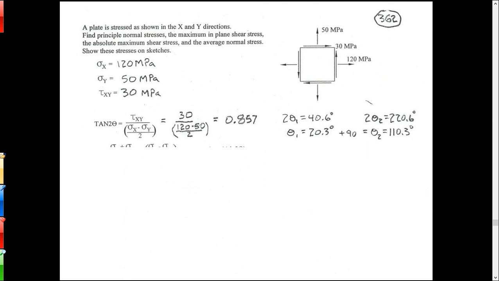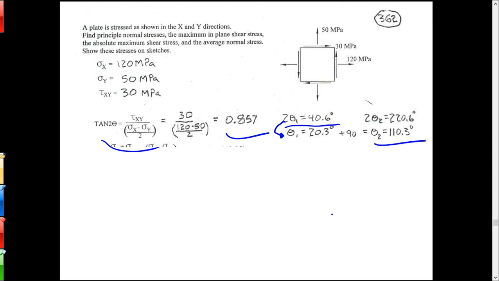So we're going to stress this plate, as shown. We got 120 for sigma x, we got 50 for sigma y, and tau xy is 30. We want to figure out what the principal stresses are, the design stresses, basically. So we'll do the tangent 2 theta formula, and we'll get 2 theta is 40.6. Take half of that for the real angle that it occurs at, it's 20.3.